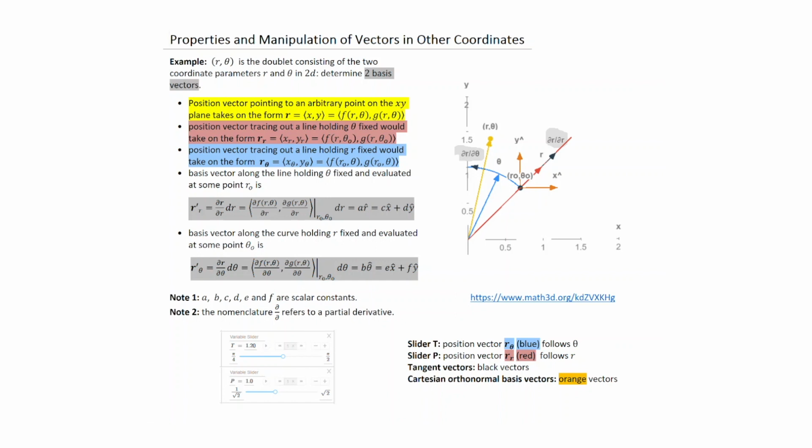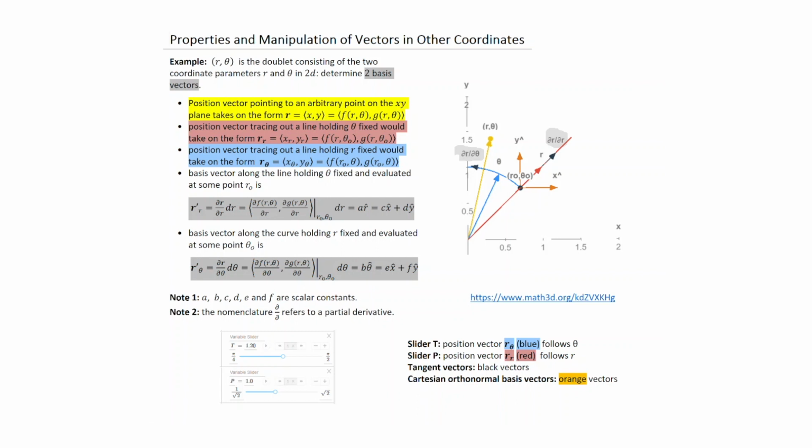So on this diagram on the right, which you can access at that URL, the vector shown in orangey yellow is a position vector pointing to an arbitrary point on the xy plane. It takes on the form r of x, y, but x is a function of r and theta, and y is a function of r and theta. That is shown in the bracket there, f of r theta, g of r theta.